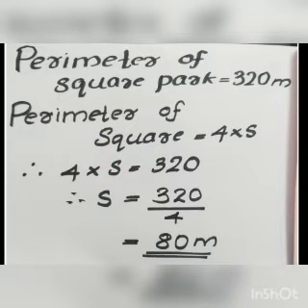You have studied a chapter, simple equation, in which you have studied how to solve the value of a variable. So if you get 4s is equal to 320, how will you find the value of s? By transposing, taking 4 to the other side, it will be 320 divided by 4. That means the value of s you are getting is 80 meter.